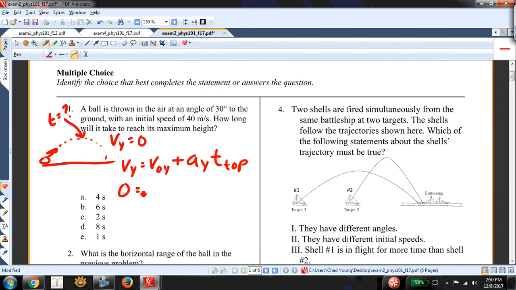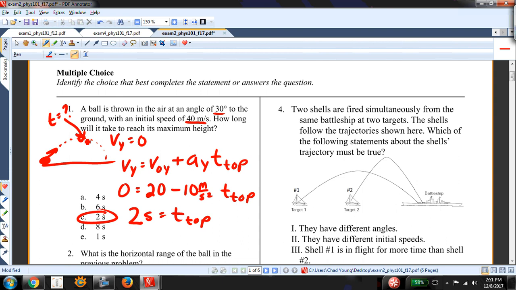And so I say 0 equals 40 times sine of 30, and sine of 30 is a half. So 40 times sine of 30 is equal to 20. I said 40 times sine of 30 gives me the y component of the velocity, minus 10 meters per second squared times t top. And I solved that for t top. It's negative 20 divided by negative 10, so t top is equal to 2 seconds. And that's the answer. It takes 2 seconds to get from here over to here.